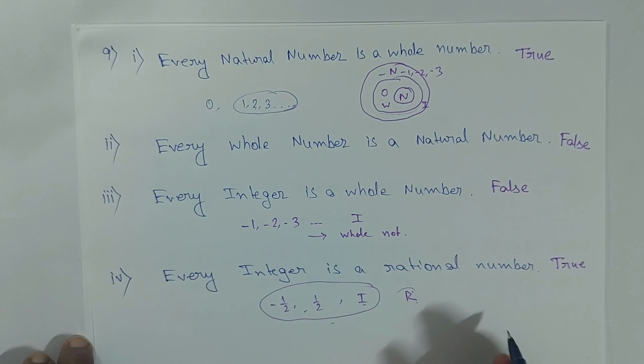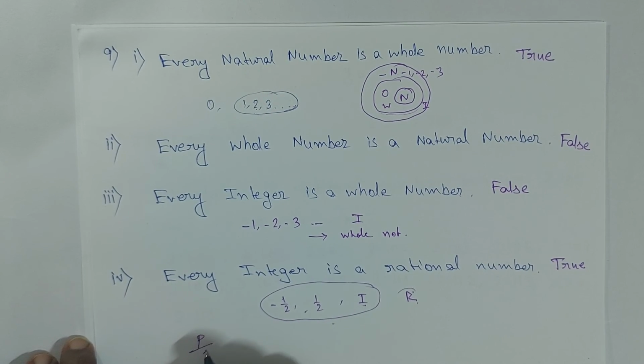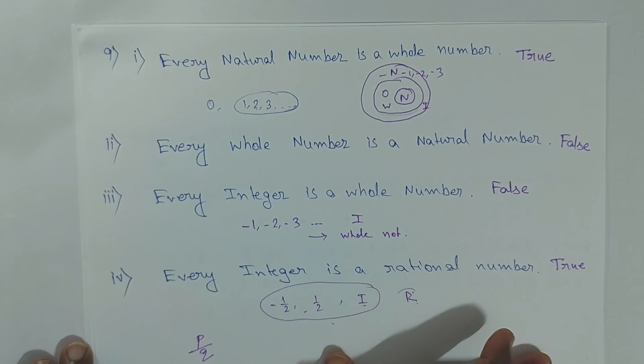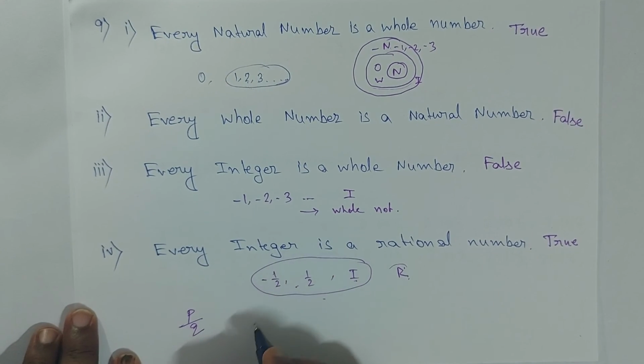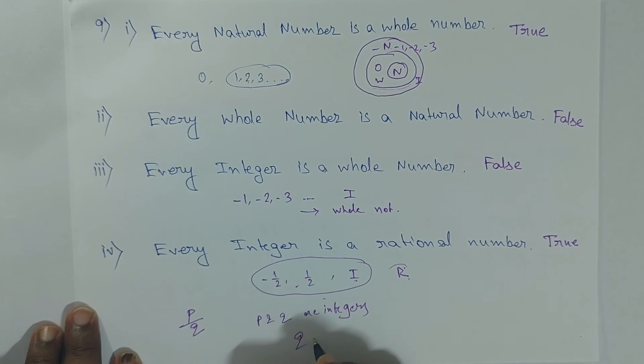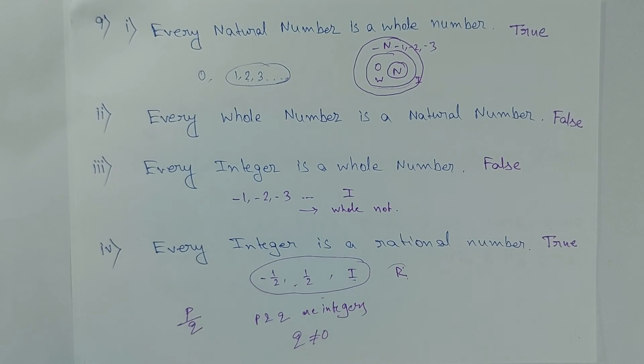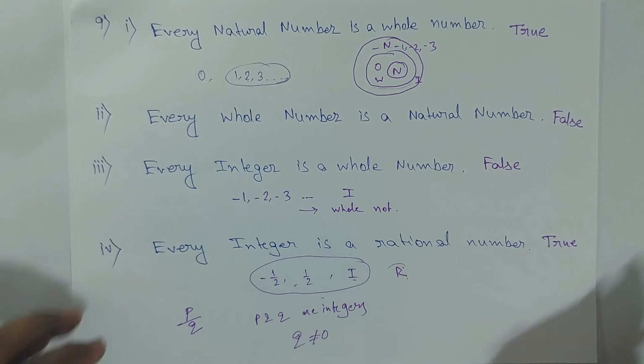Or one more thing, we can write that every integer can be written in p by q form, where p and q are integers and q is not equal to 0. That's why every integer is a rational number.